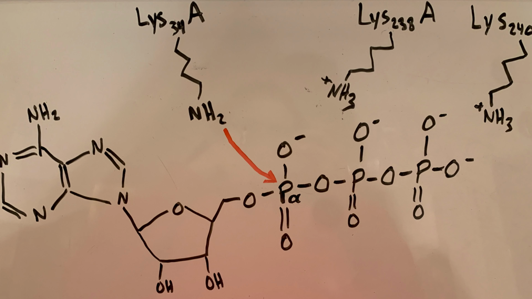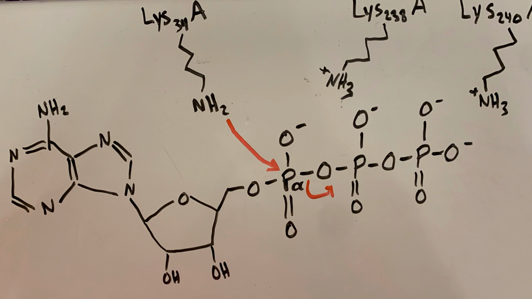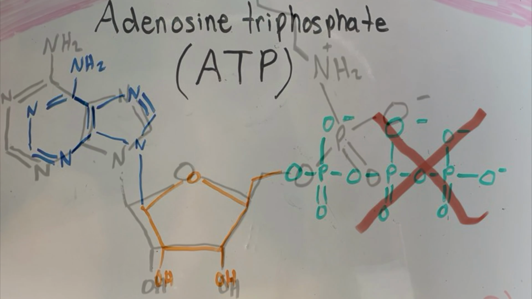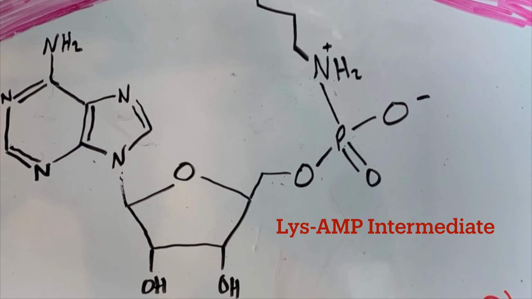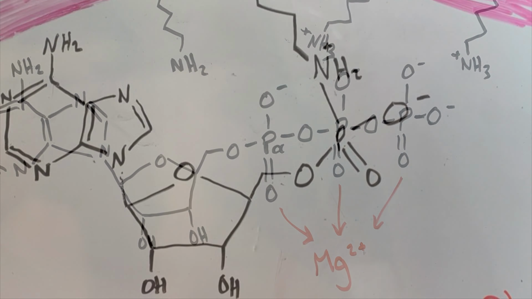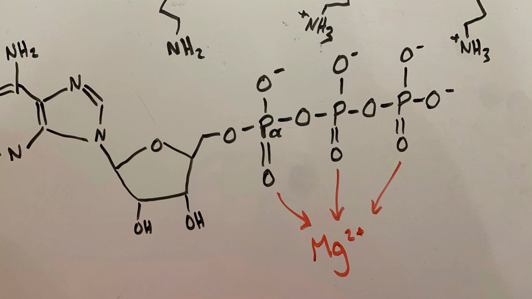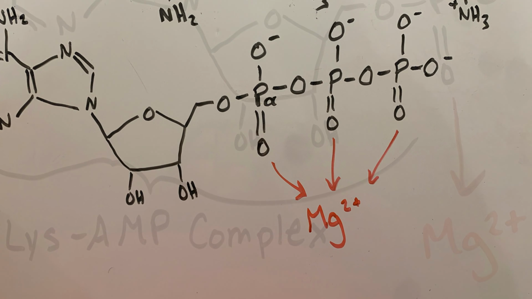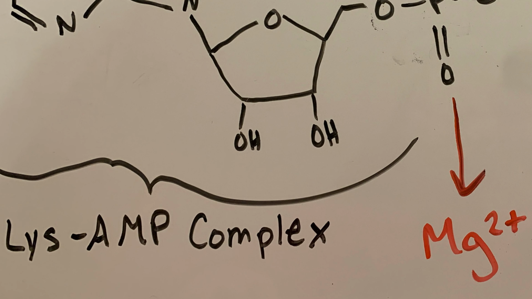The amino group of lysine 34 acts as a nucleophile and attacks the alpha phosphate group of ATP. Since this is a substitution, the remainder of the ATP molecule, or the diphosphate, is discarded. The remaining intermediate is called the lysine AMP complex. Magnesium helps to electrostatically stabilize the double-bonded oxygens in the phosphate groups and the lysine AMP complex.